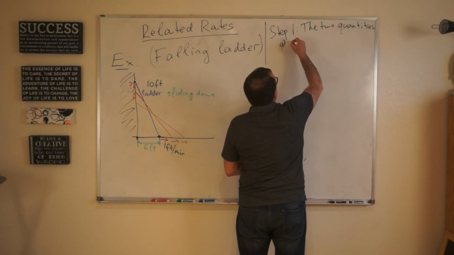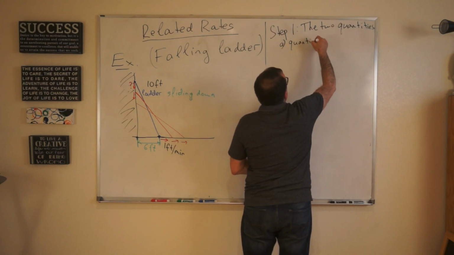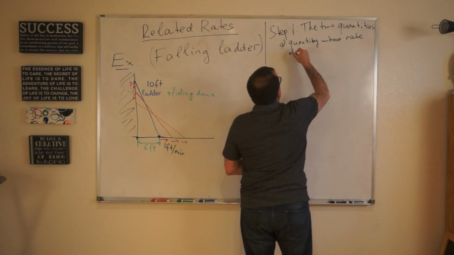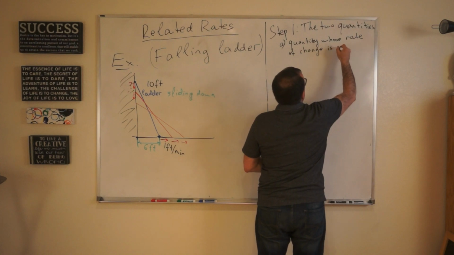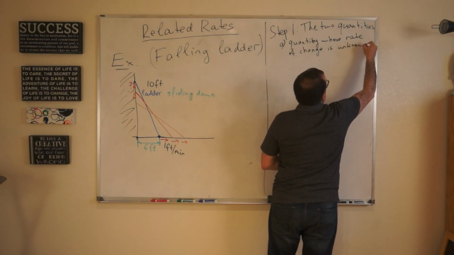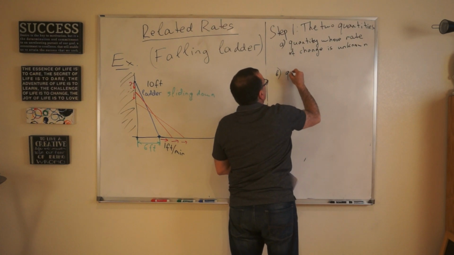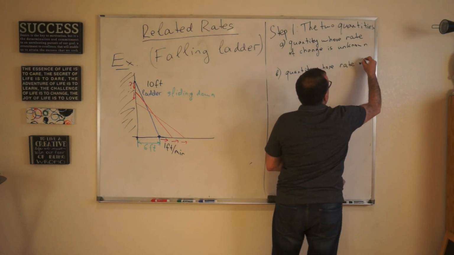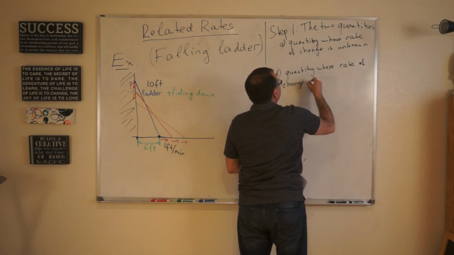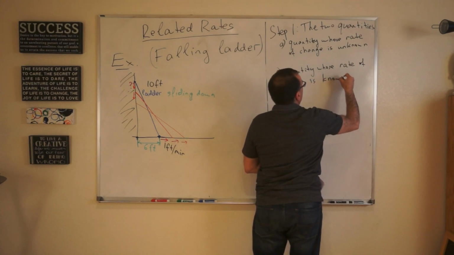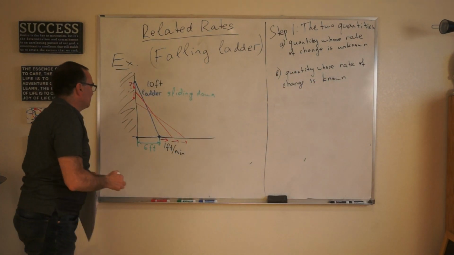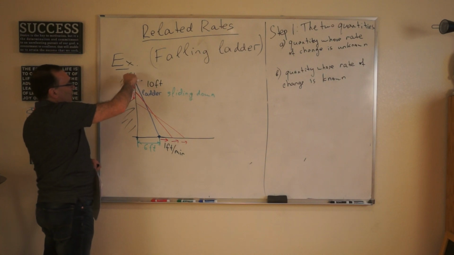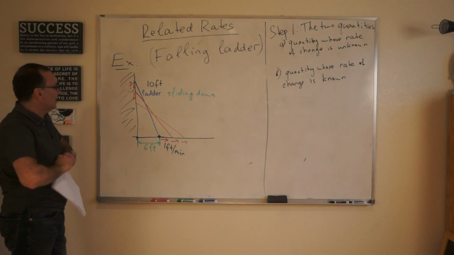So first should be the quantity whose rate of change is unknown. And the second should be the quantity whose rate of change is known or given. Now, what exactly is unknown? The unknown part is what they asked us to find, how fast this point moves down, how fast the top point of the ladder is sliding down.